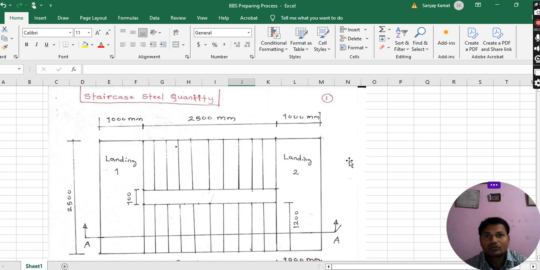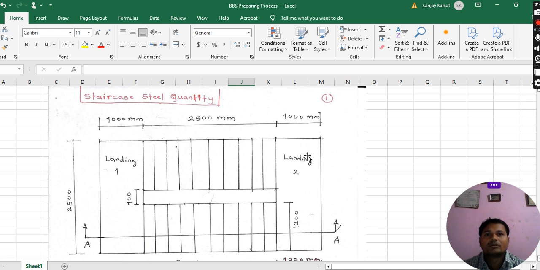As all of you know, staircase steel quantity: how much steel quantity is required and how we are going to prepare the steel for the staircase. During that time, how much concrete material is required, how much quantity is required, and how much rod we have to bend. These all things we will now study.